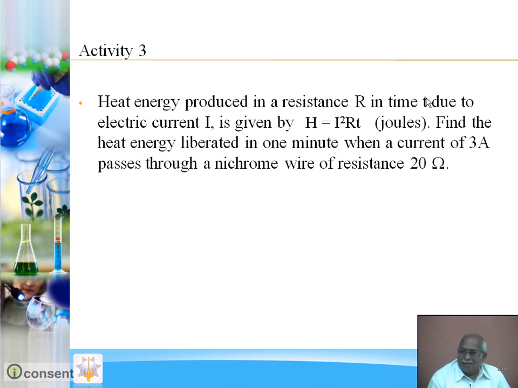Anyway, so in this activity, use this equation and calculate how much heat energy is produced in 1 minute when 3 ampere current passes through a nichrome wire having resistance 20 ohm.